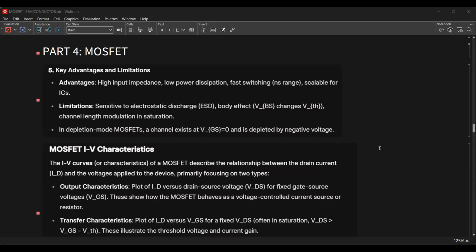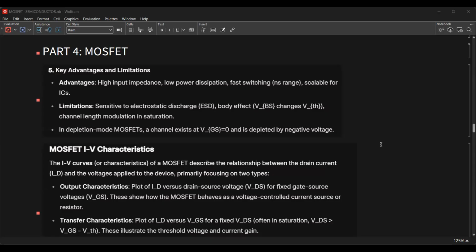So what are the key advantages and limitations of the MOSFET? Advantages are high input impedance, low power dissipation, fast switching in the nanosecond range, and scalability for ICs. Limitations: sensitive to electrostatic discharge, and body effect, by the voltage from the body to source.